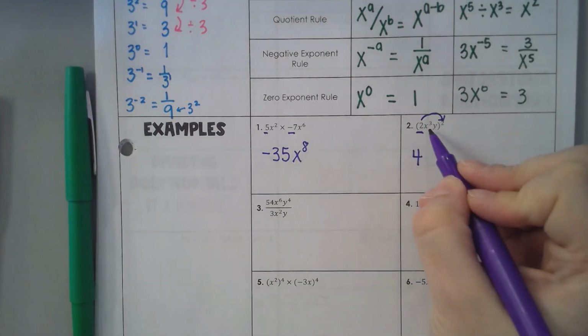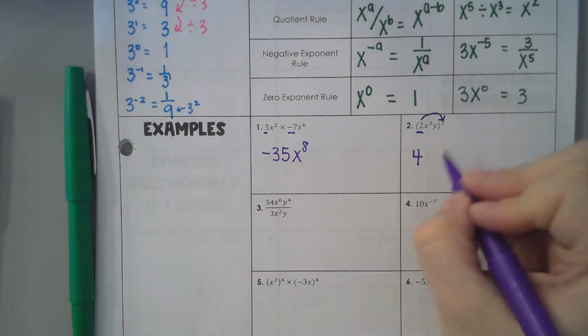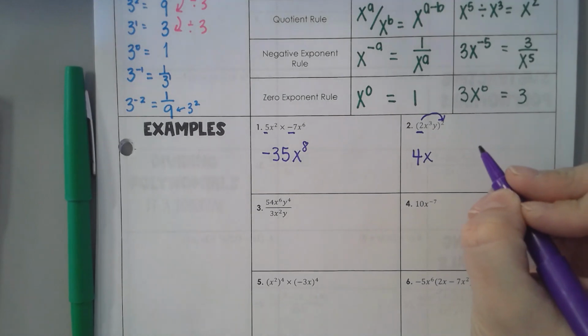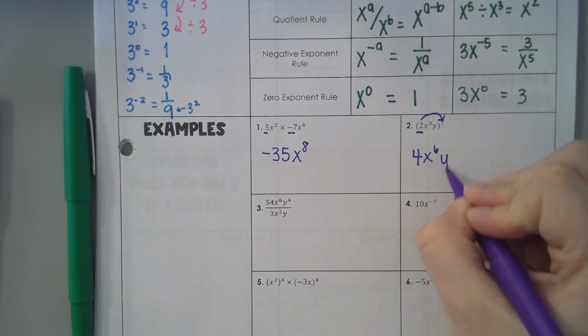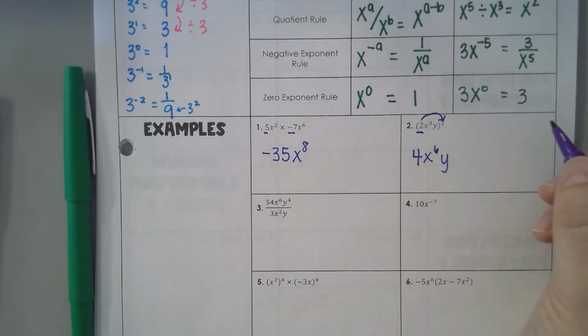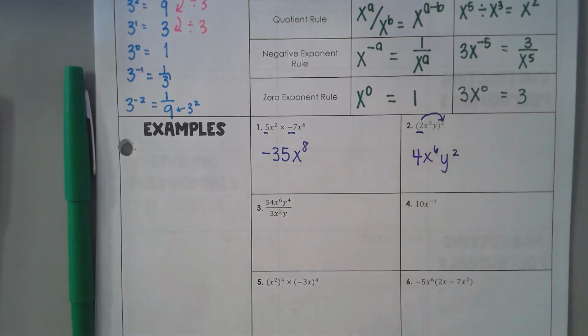And then I'm doing x cubed squared. That's x to the 6th. And then y, it's really y to the 1st, squared, is what? Y to the 2nd. Good.